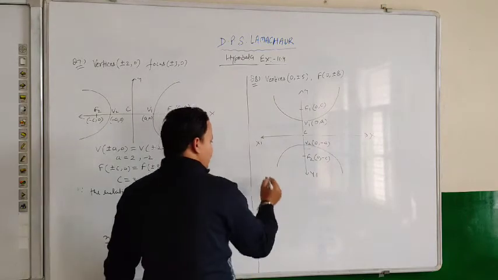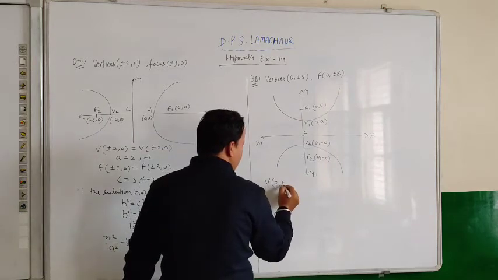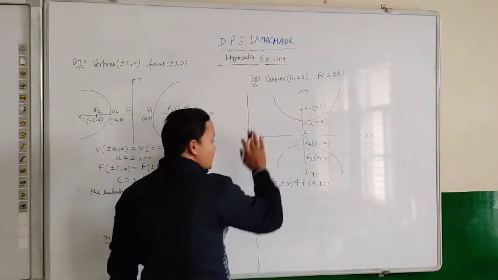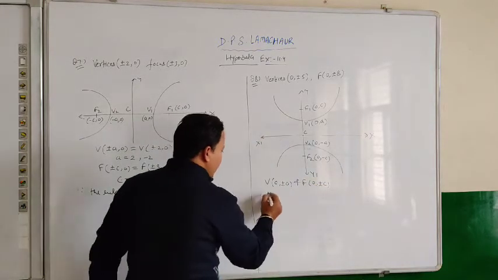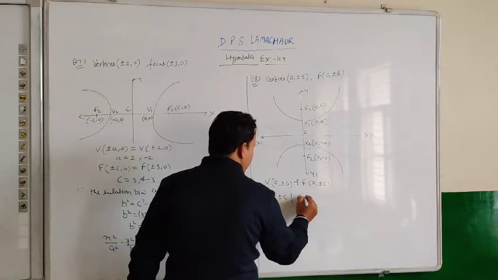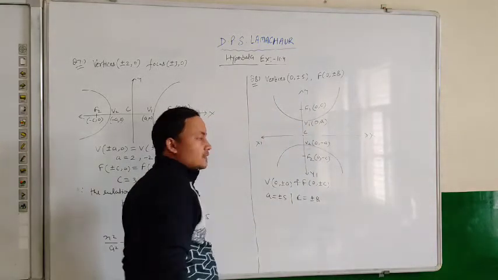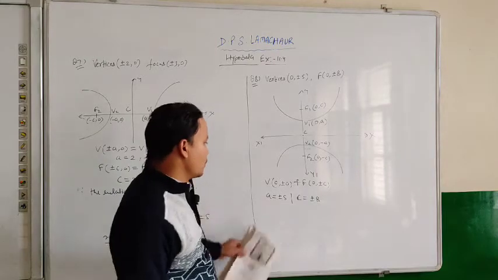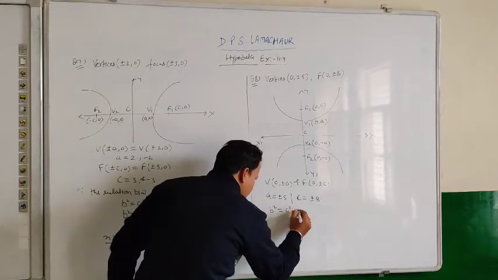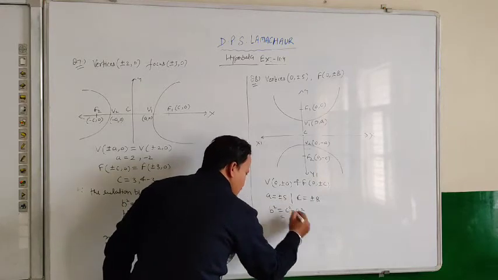So on comparing, since we know that the vertices of this kind of hyperbola are (0, ±a) and focus is (0, ±c), so on comparing this given information with this, we get the value of a is ±5, and the value of c is ±8, because c is the focus and a is the vertices. Again, we know that the relation between a, b and c is b square equals c square minus a square. On putting the values here, we get 64 minus 25.